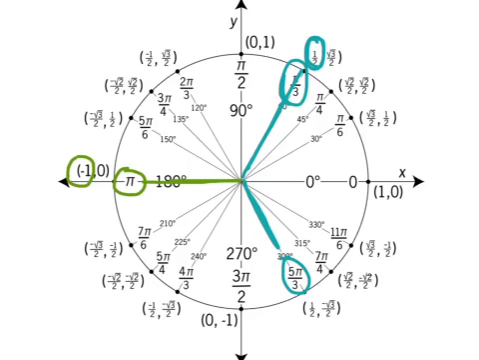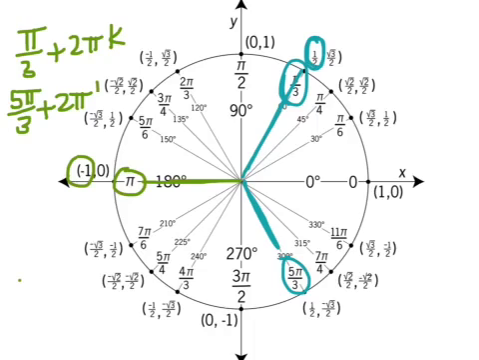We can see from here that they're not going to create the same line. So our final answer is going to be theta is equal to pi over 3 plus 2 pi k. Theta is also going to equal 5 pi over 3 plus 2 pi k. And then finally, theta is going to equal pi plus 2 pi k.